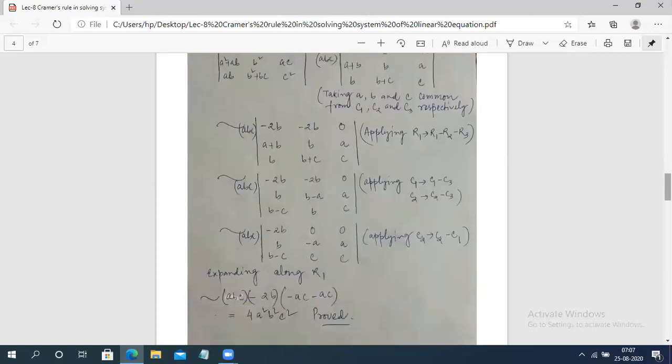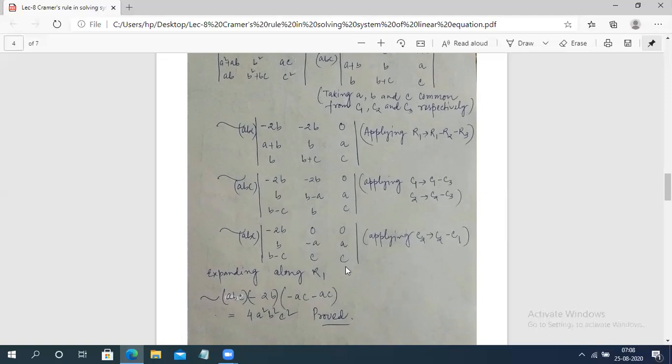Now apply C2 as C2 minus C1. So minus 2b. In the first column there is no operation, so write the terms of the first column as they are. Now C2 is getting changed into C2 minus C1. So minus 2b minus of minus 2b, that is plus 2b, it will be 0. b minus a minus b, so it will be only minus a. b minus b plus c, so it will be only c. There is no change in C3, so write 0, ac, 0, ac.